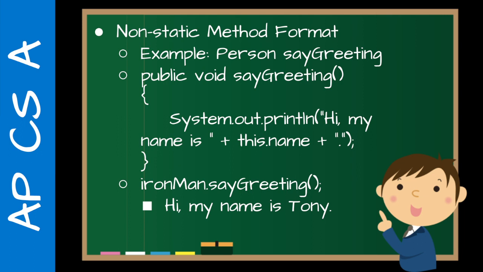So here's an example I like to give. A person may say a greeting. So public void sayGreeting, because we're not returning. And System.out.println("Hi, my name is " + this.name + "."). So the example in the book is ironMan.sayGreeting, and it says, "Hi, my name is Tony." So this is what that particular object would say. Now, if it was captainAmerica.sayGreeting, it would say, "Hi, my name is Steve." So you kind of get the idea there, because each object, each person in this case, would have their own name. Now, people can have the same name, we know that. But generally speaking, names tend to vary.